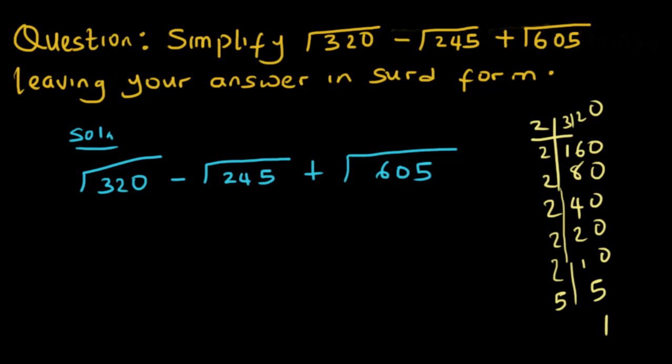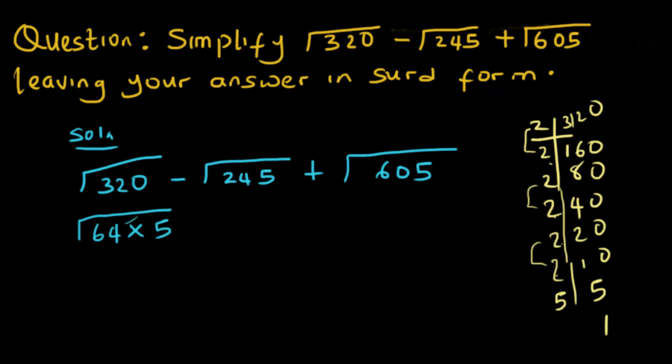Do you understand? Now if you look carefully, we have pairs of 2. So all we need to do is to say 2 times 2, 4. 4 times 2, 8. 8 times 2, 16. 16 times 2, 32. 32 times 2 is 64. And we all know that 64 is a perfect square. So 320 is actually 64 times 5. Do you understand?